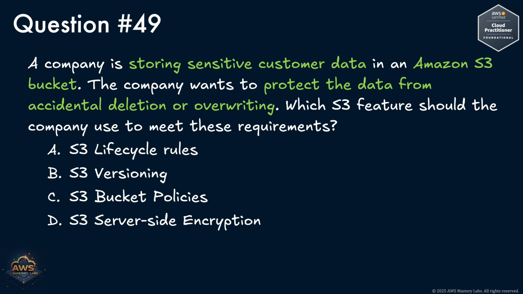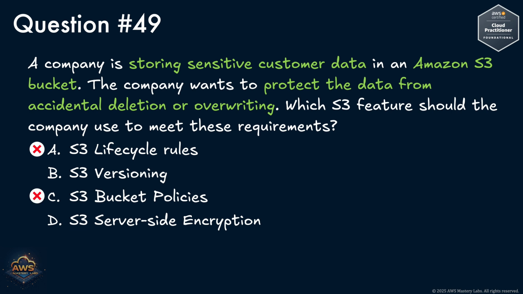We are looking for an S3 feature that keeps prior versions or prevents permanent loss of objects due to accidental operations. Option A, S3 Lifecycle Rules. S3 Lifecycle Rules are used to automate the transition of objects to different storage classes or to schedule their expiration, deletion. While lifecycle policies help manage cost and automate data archiving or cleanup, they do not prevent accidental deletion or overwriting. In fact, they can actively delete data if not configured properly. Incorrect because it is designed for cost optimization, not protection from deletion or overwrites.